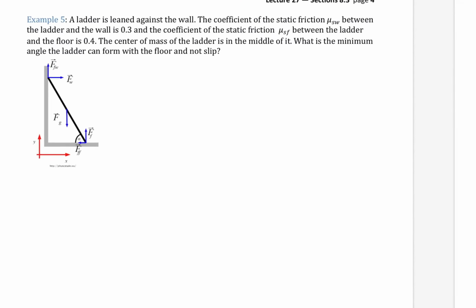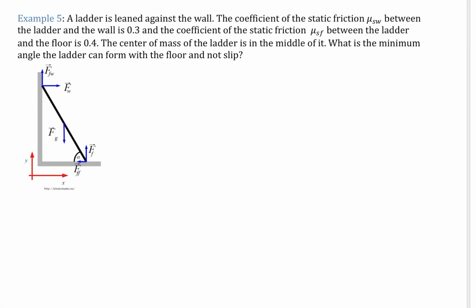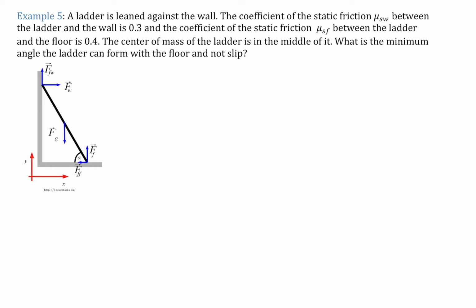All right, so final example, here's the big one. I'll just hit some key points, not go over every step. The ladder is leaned against the wall. The coefficient of static friction with the wall is mu SW, S for static, W for wall, and that's given as 0.3. The coefficient of static friction between the ladder and the floor is mu SF, F for floor, and that one's 0.4. The center of mass of the ladder is in the middle, so exactly halfway up. And what is the minimum angle that the ladder can form with the wall and not slip?